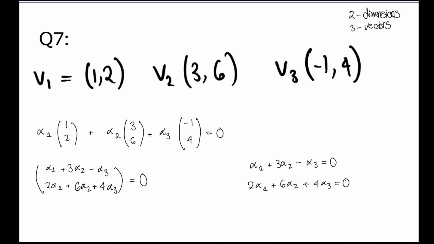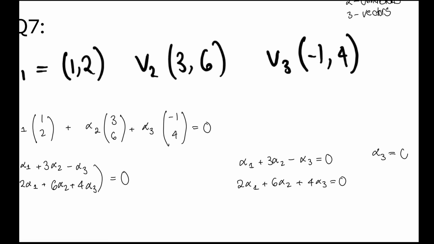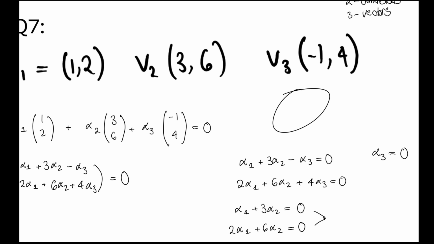If we did have to solve this, we have free reign over one variable. So if we say alpha 3 is equal to 0, we get alpha 1 plus 3 alpha 2 is equal to 0, and then 2 alpha 1 plus 6 alpha 2 is equal to 0. And this is what we had before. So we have infinitely many solutions for this, as we saw in that little sketch.